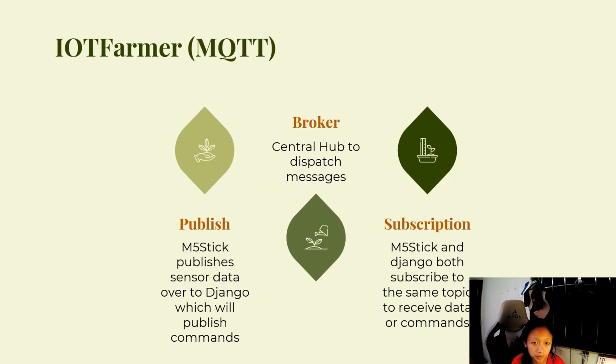Okay, so now we'll be talking about the MQTT. So we have the publisher, the broker, and the subscriber. For the publisher, the M56C Plus stick will be publishing the sensor data over to the Django, which will publish the commands. The broker will be the central hub to dispatch all messages, and the subscribers will be the M56C Plus stick and Django, which both subscribe to the same topic to receive the data or commands.